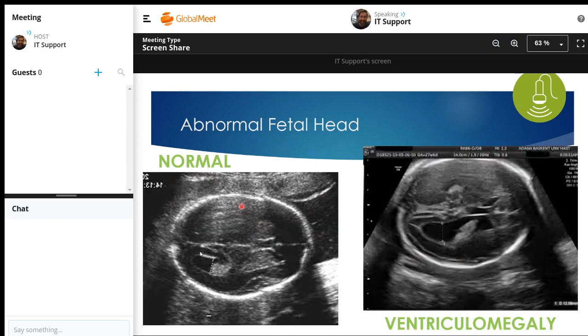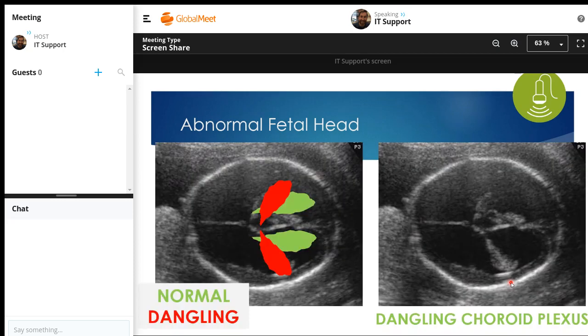So we have our normal head here. We have our nice normal measurement of the lateral ventricle. And then here we have ventriculomegaly. It's kind of fuzzy, but it looks like it's 12.06 millimeters. So we're definitely above 10. So that's an abnormal finding of ventriculomegaly.